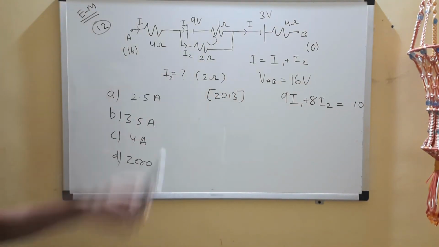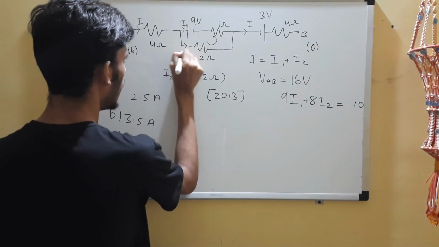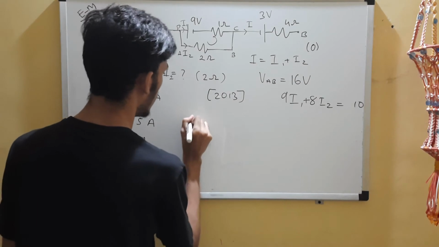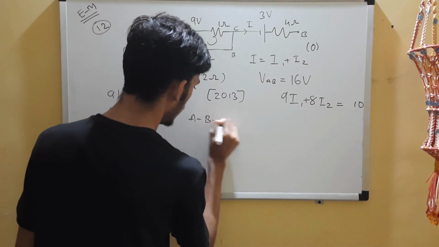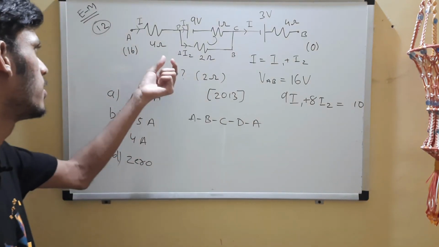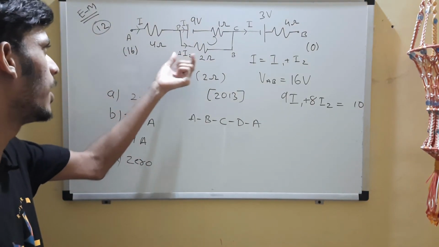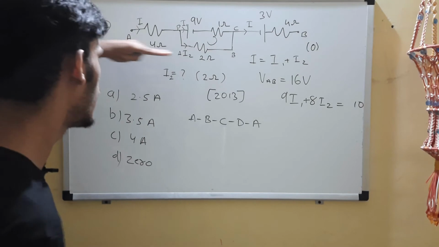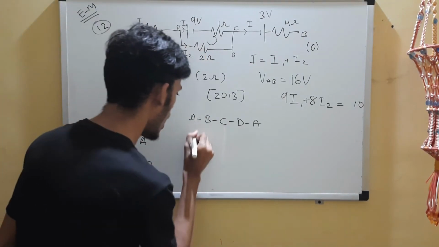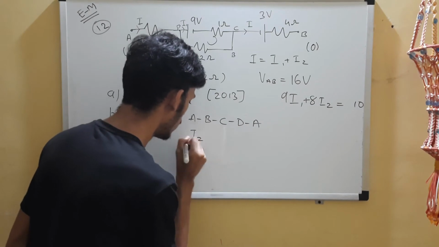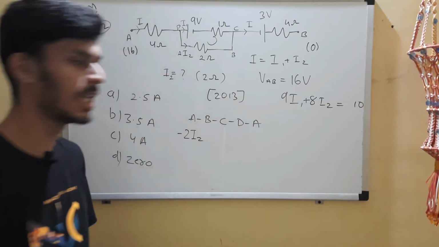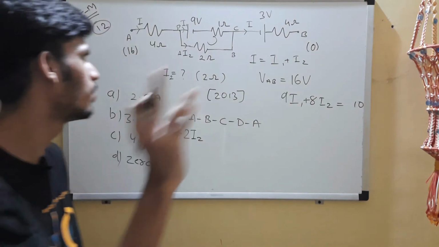Now let's move in this loop. Let's choose the path A, B, C, D. Let's move from A to B, B to C, C to D, D to A. So when we go from A to B, it is in the direction of the current, and the current is I2. So I2 into 2, I2 into R, so 2I2, and that will be minus, in the direction of the current, potential drop.